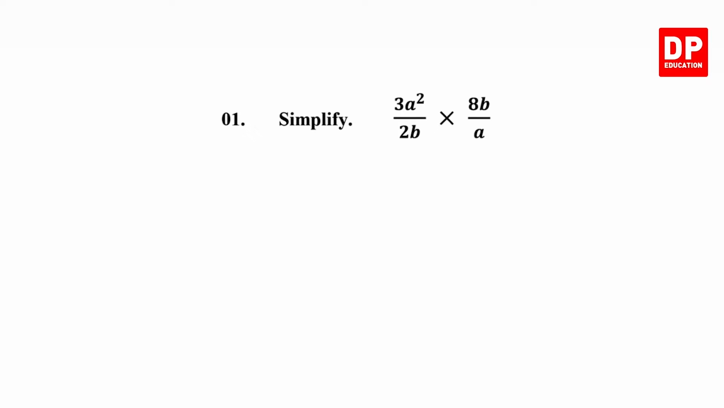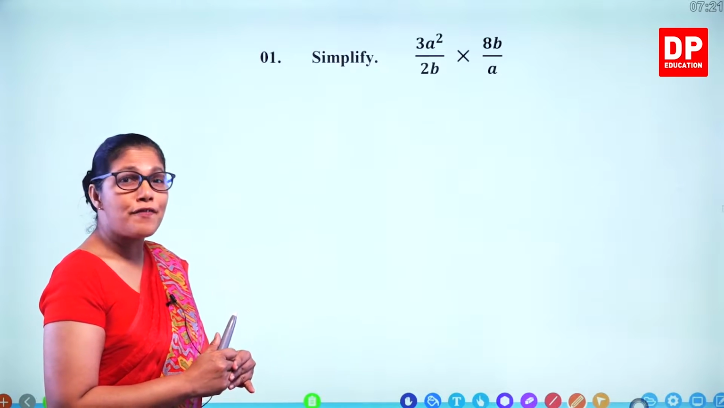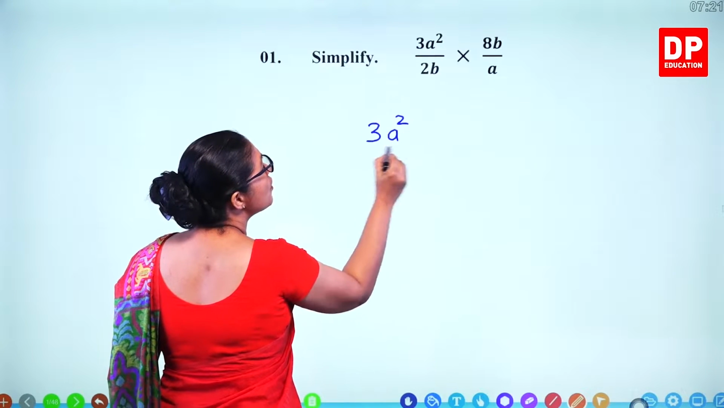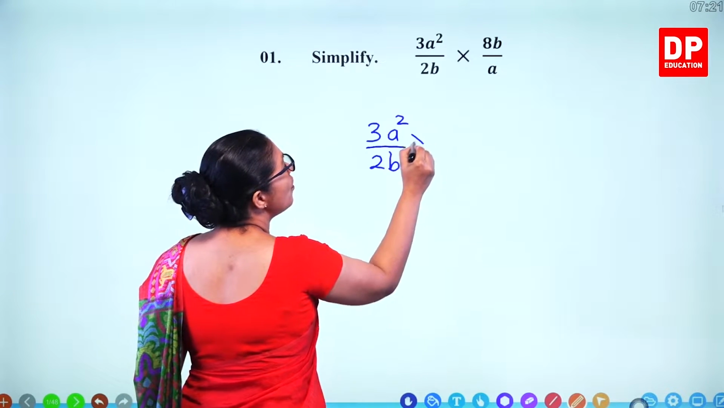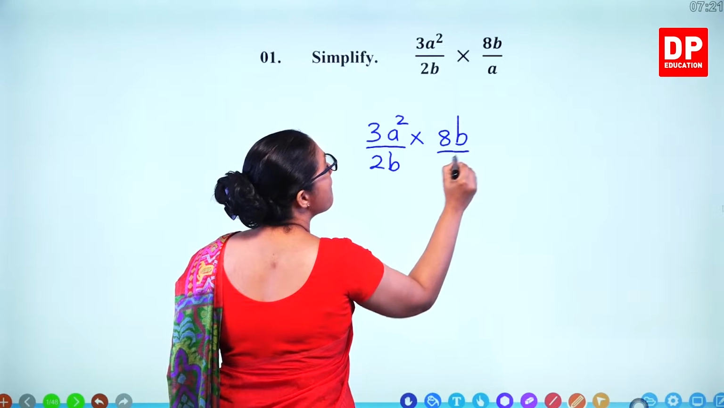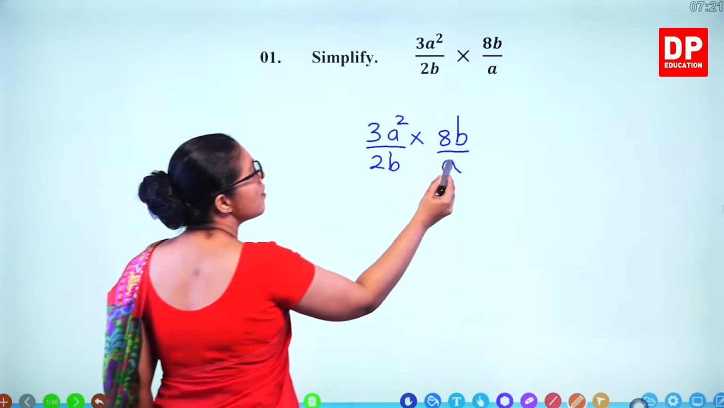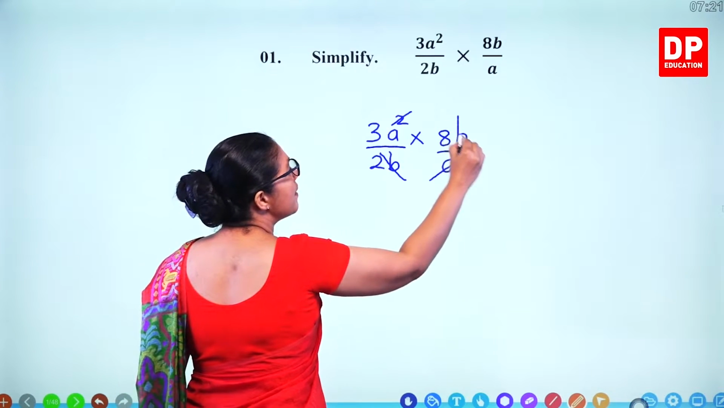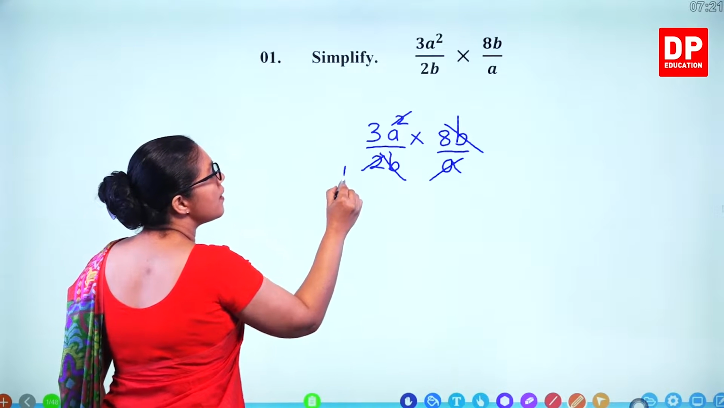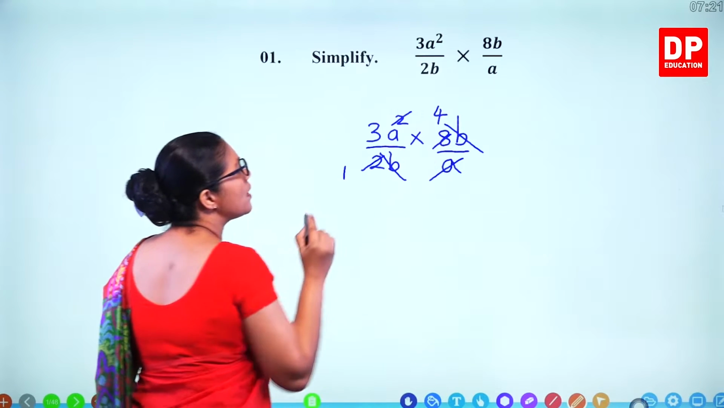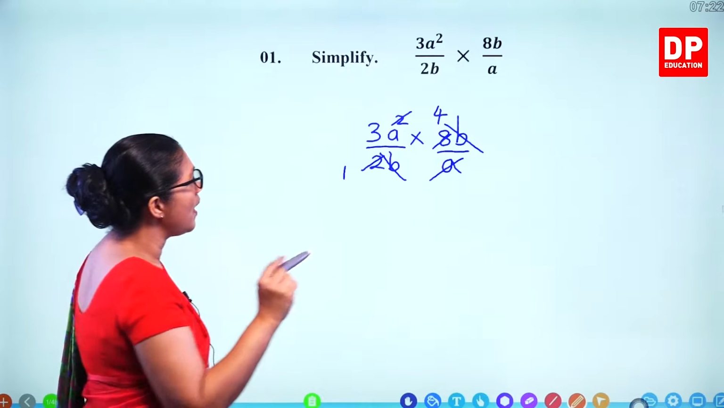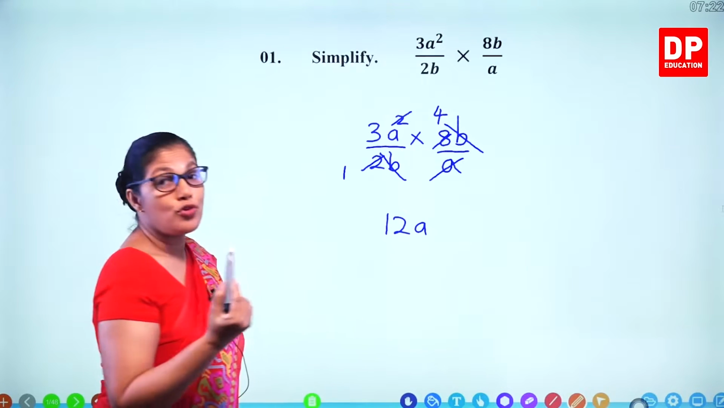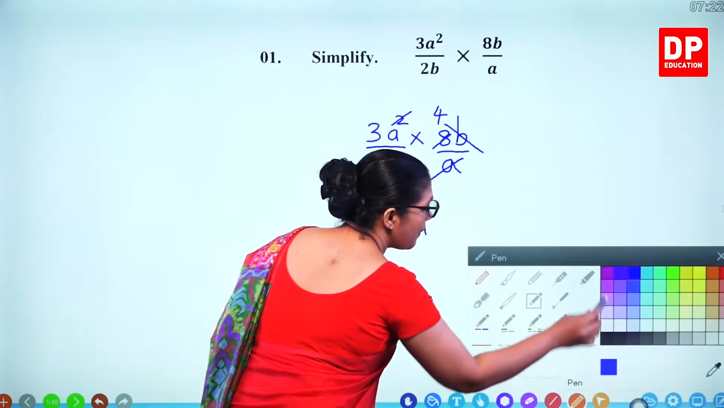Let's take question number 1, simplify. So algebraic fractions are there. So we'll simplify this, 3a squared over 2b into 8b over a. Then what you do? You can cross out 1a. And you can cross out 1b. 2 times 1 here, 2 times 4. So what's the answer? 4 times 3, 12. And you get 12a here. So you get 2 marks for that.